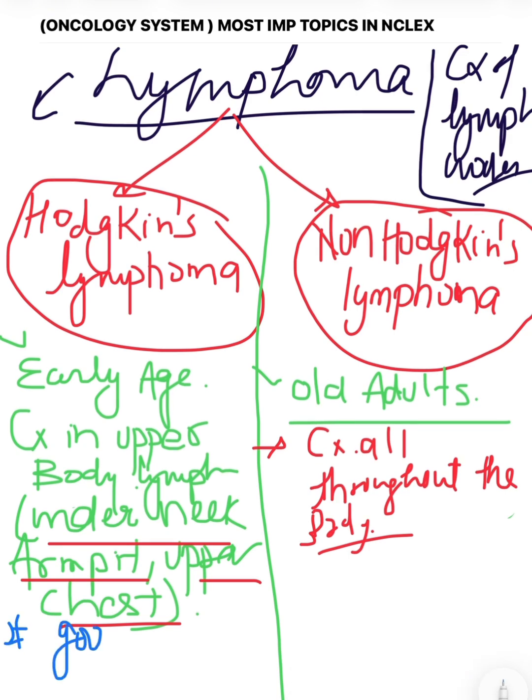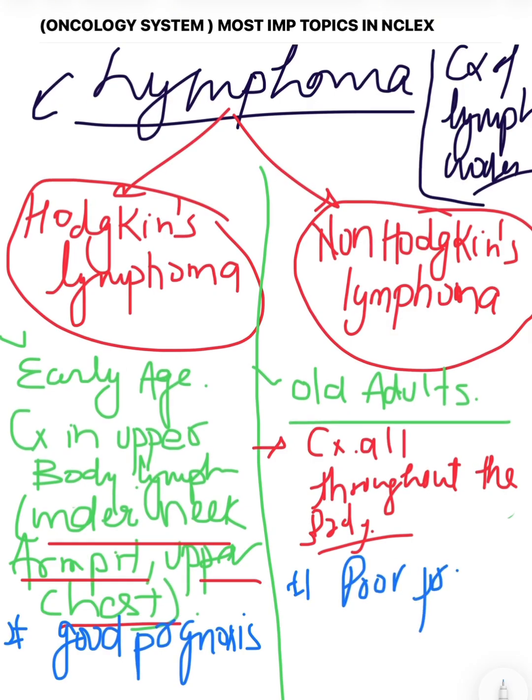Here is some more in Hodgkin lymphoma. The third point is that Hodgkin lymphoma has a good prognosis. Non-Hodgkin lymphoma has a poor prognosis. That's all for Hodgkin and non-Hodgkin lymphoma.